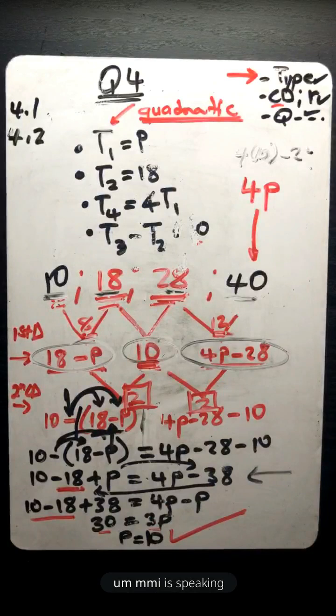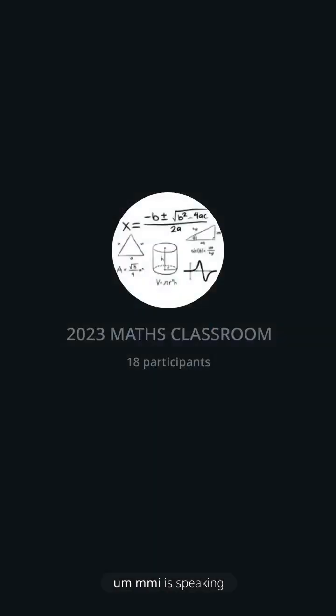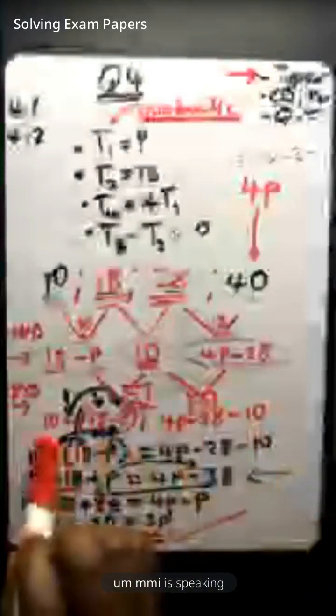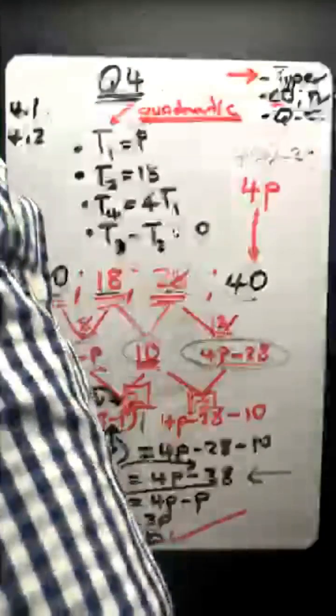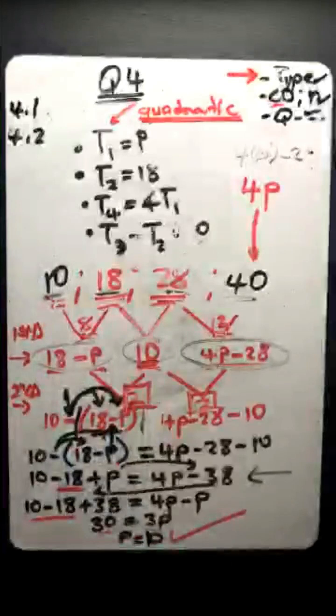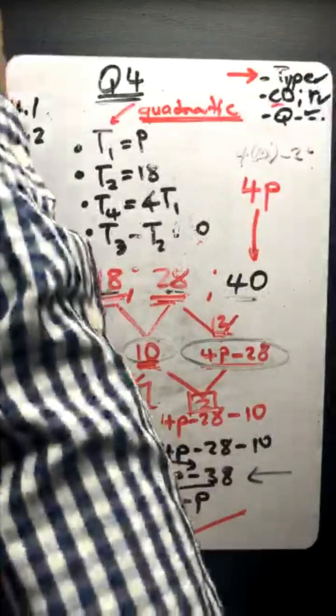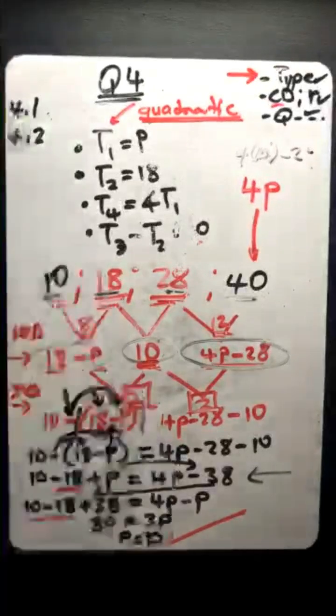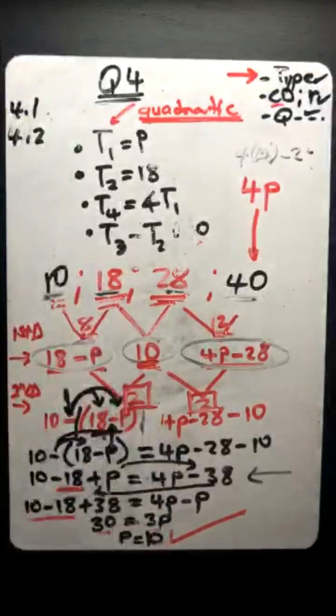Otherwise, you can still say 4 into 10 minus 28 minus 10 into 18 minus p is going to give you 2. Honorable member, can you release me? I'm depending on you for my departure.